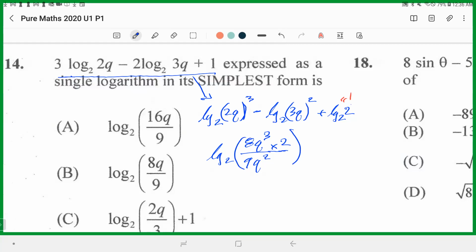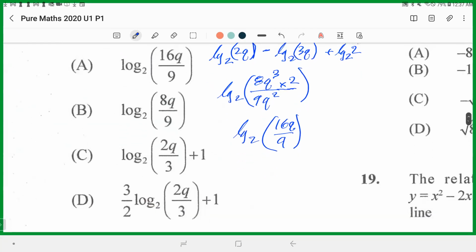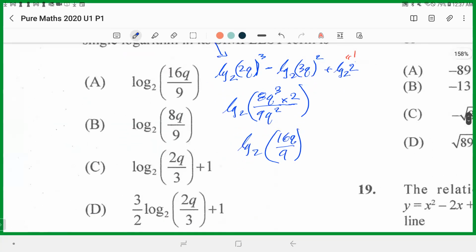And so this is a matter of simplifying this down, right? 8 times 2 is 16. So it becomes log to base 2, and then out of the q's, q squared is cancelled. I'm going to get 16q over 9. 16q over 9. First one. Right here.